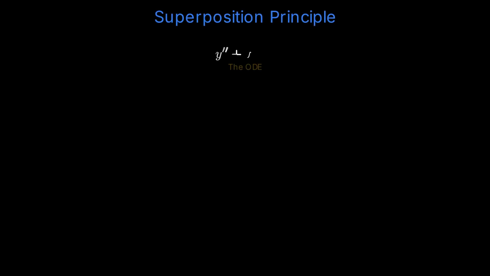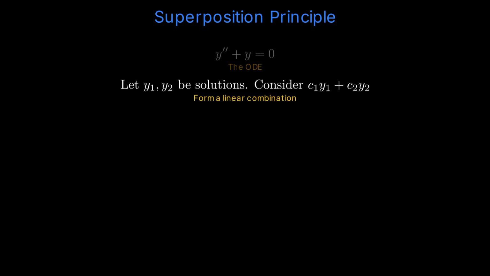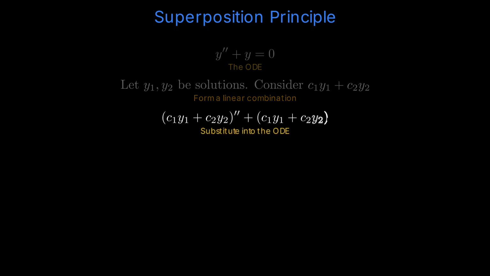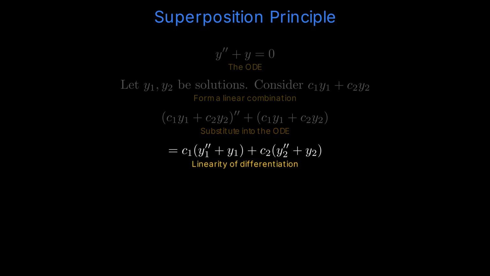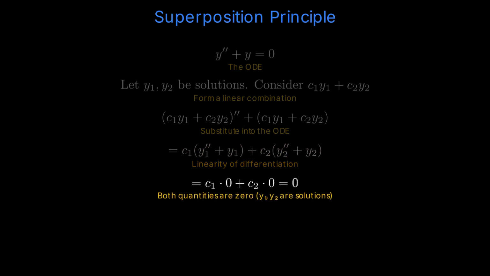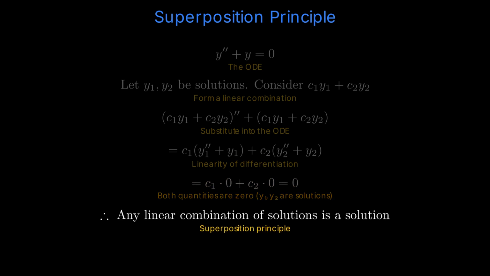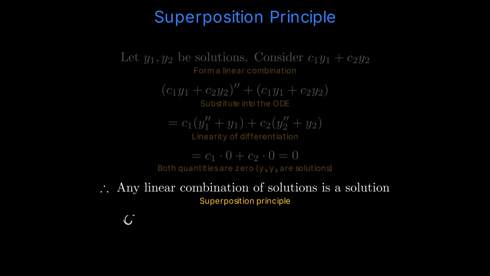Start with y'' plus y equals 0. Suppose y1 and y2 are solutions. Form c1 y1 plus c2 y2 and substitute. Linearity of differentiation gives c1 times the quantity y1'' plus y1, plus c2 times the quantity y2'' plus y2. Both quantities are 0, since y1 and y2 are solutions. So c1 times 0 plus c2 times 0 equals 0. Any linear combination of solutions is a solution.